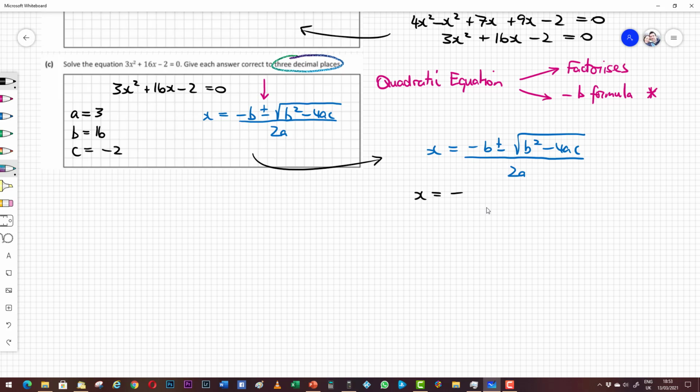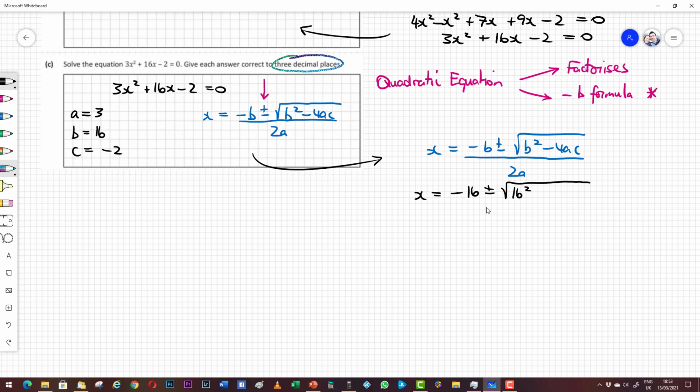So b is 16. So this one is going to be fairly straightforward. You have to be careful when the b is a negative term, because then we have a minus b, which will turn into a plus. So just be careful there. Plus or minus the square root of b squared, which is just 16 squared.